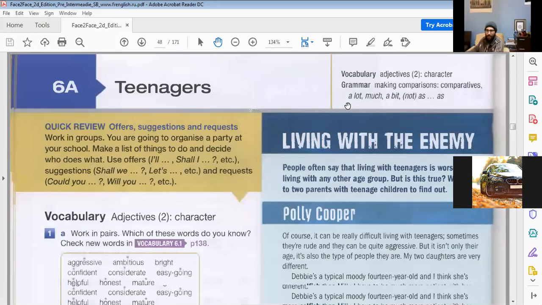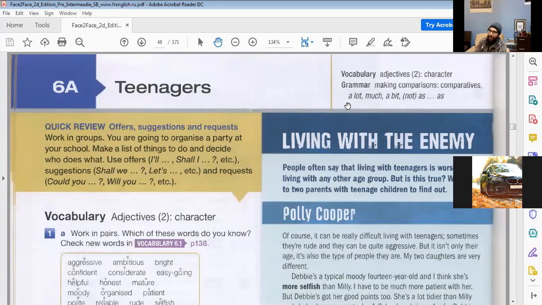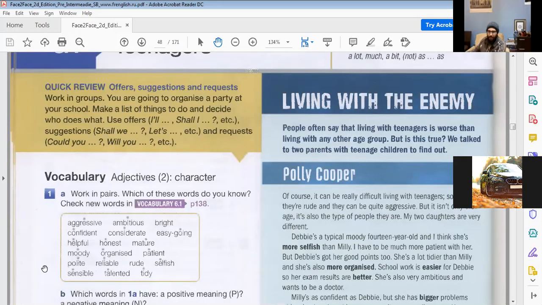All right, so let's talk about today's topic. So in today's topic, we want to talk about teenagers, okay? And we want to talk about some character adjectives. So if you take a look and check this box, you can see all of these adjectives are adjectives which we can use for personality, for character. So we use them to describe people's personality, people's character. So this is what they're used for.